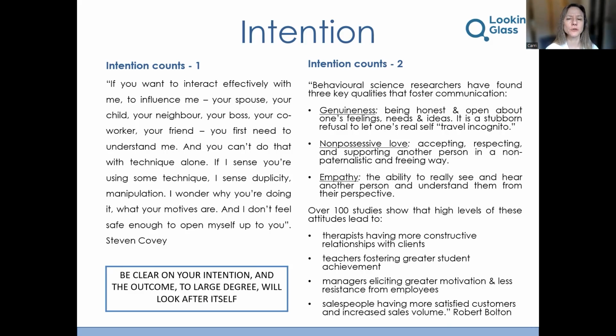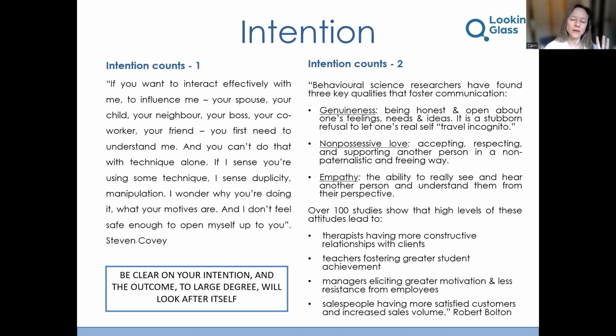Let's flip over to the other quote, the Robert Bolton quote. Behavioral science researchers have found three key qualities that foster communication. Genuineness, which is about being honest and open about our own feelings, our own needs, our own ideas. I'm excited about this because, I'm concerned about this because. Don't overdo it, but include a little bit of that. So it's a stubborn refusal, I love this phrase, to let one's real self travel incognito.